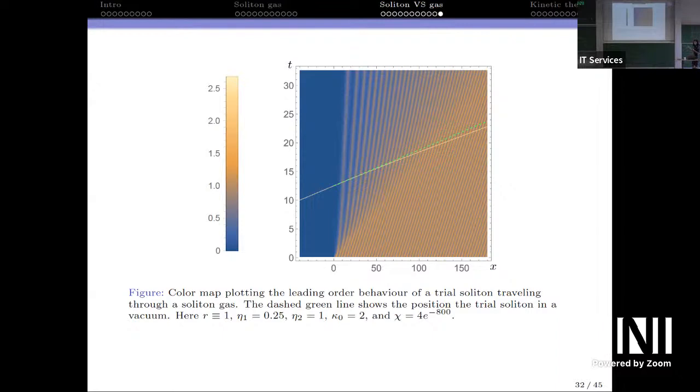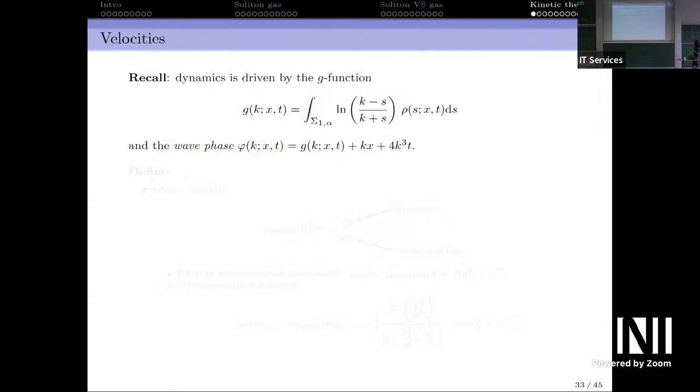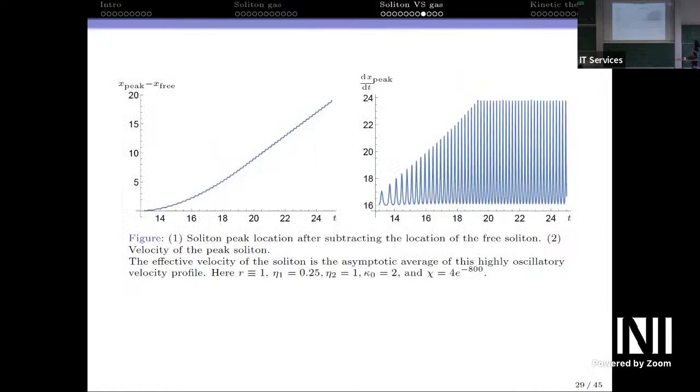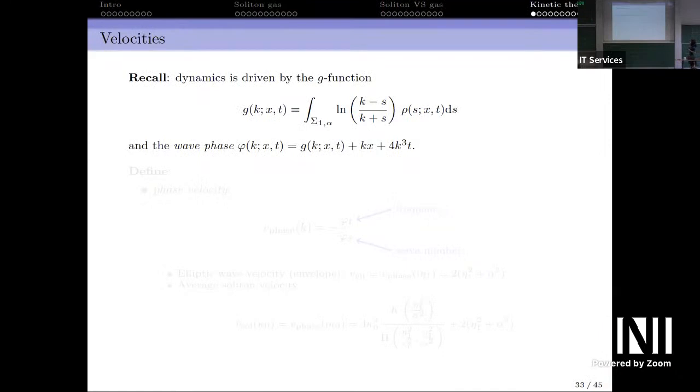Finally, let me talk about the velocity. I wanted to explain better what this picture looks like, and whether we can find a formula that describes these oscillations of the velocities. There are several velocities that we need to introduce. First of all, let me recall the G function. That's the one that drives the dynamics. It's like the protagonist in our Riemann-Hilbert analysis.